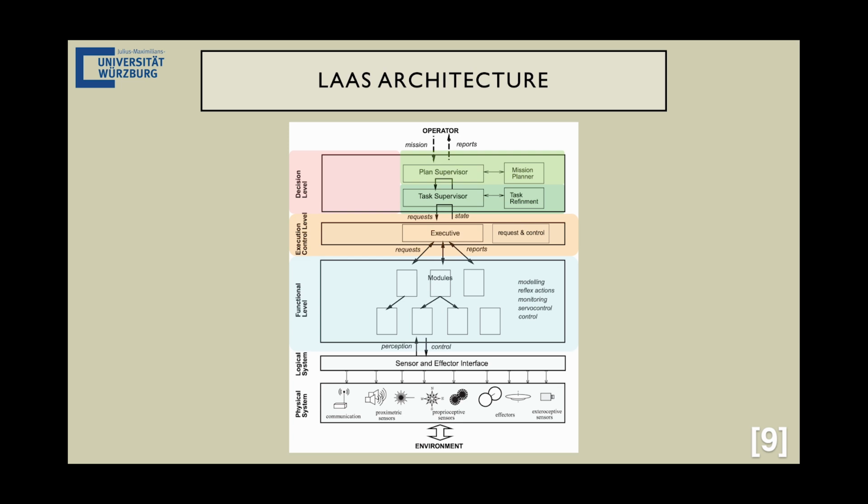If you look at the lower levels, you will notice that the physical system and the logical system appear between the environment and the functional level. These two categories are not explicitly mentioned in the general three-tiered architecture, and are listed here because the last architecture specializes specifically in autonomous robots.